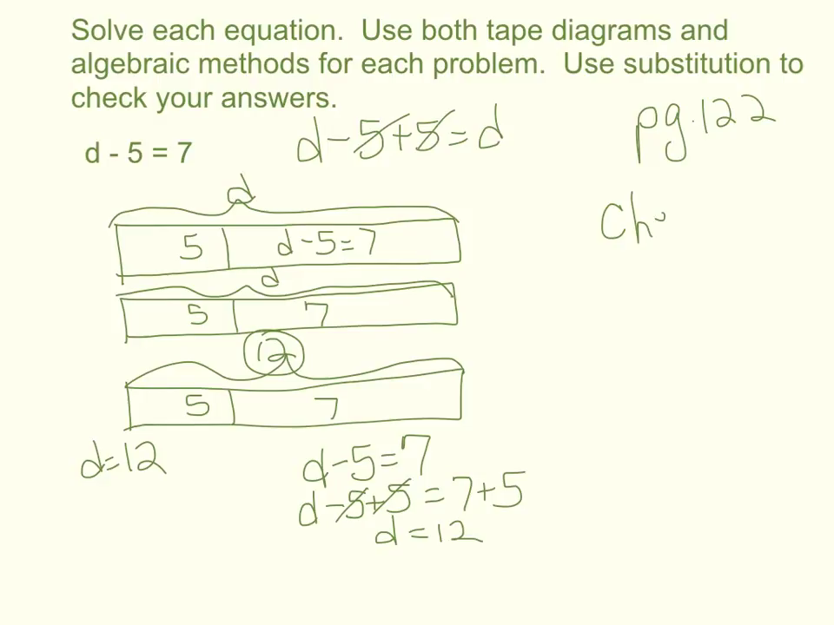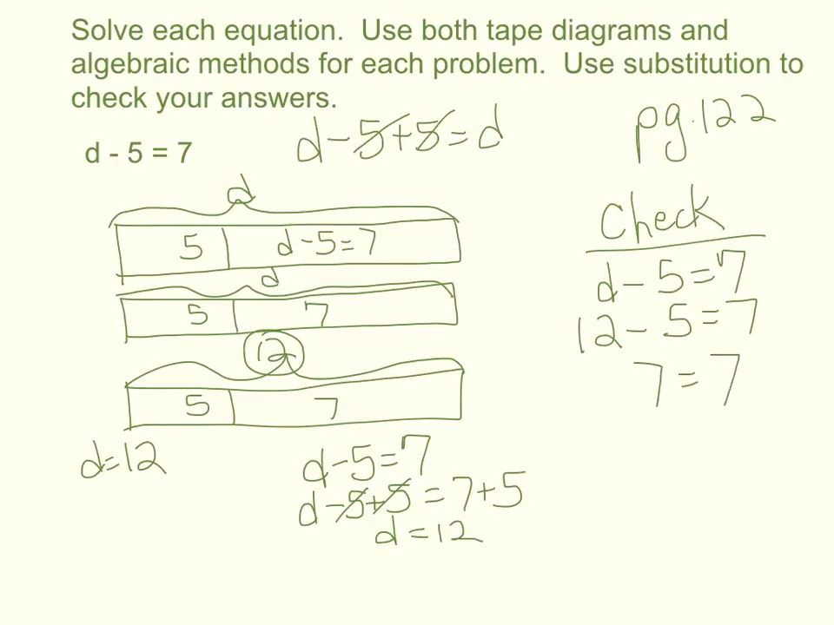And now we need to perform the check. Writing the original equation, D minus 5 equals 7. We're going to substitute 12 in for D. So 12 minus 5 equals 7. And in fact, 12 minus 5 does equal 7. So this is a true sentence. Our solution is correct.